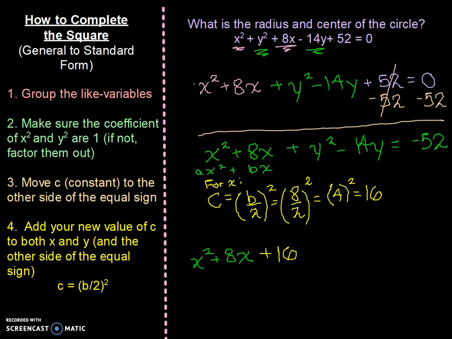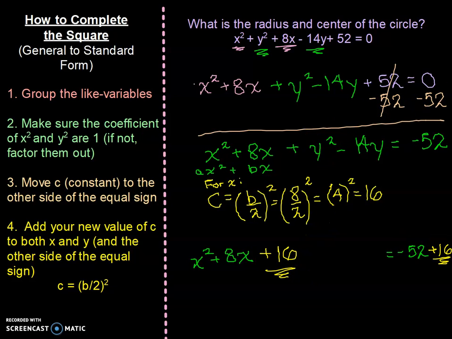Now, I can't just add 16 out of nowhere. If I do it to one side of the equal sign, make sure that you add 16 to the other side of the equal sign. So I'm also going to add 16 to balance this equation out to the other side. I know it looks fairly messy. We'll clean that up in a minute.